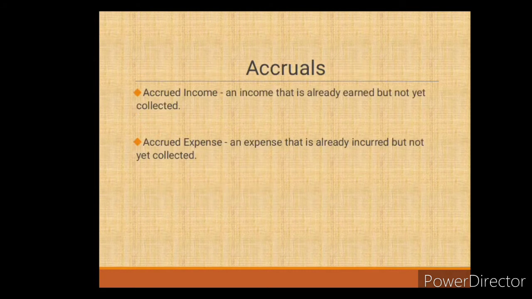So, before we discuss each of the 6 types of adjusting entries, I just want you to bear in mind that never ever include cash in adjusting entries. Okay? So, accruals, there are 2: accrued income and accrued expense. Accrued income is an income that is already earned but not yet collected. On the other hand, accrued expense is an expense that is already incurred but not yet paid.